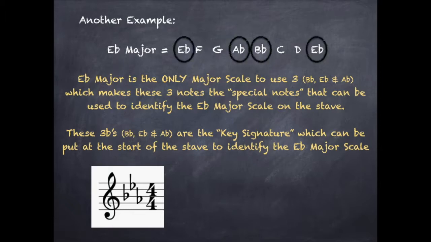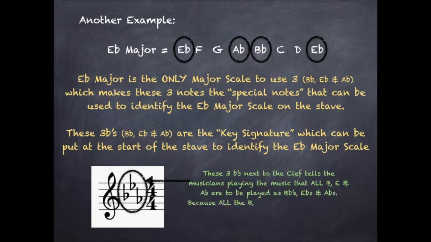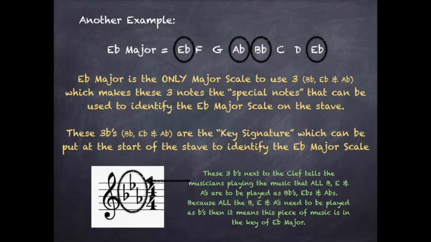As you can see, the E flat, A flat, and B flat are identified next to the treble clef. These three flats next to the clef tell the musicians playing the music that all the Bs, Es, and As are to be played as B flats, E flats, and A flats. Because all the Bs, Es, and As need to be played as flats, it means that this piece of music is in the key of E flat major.